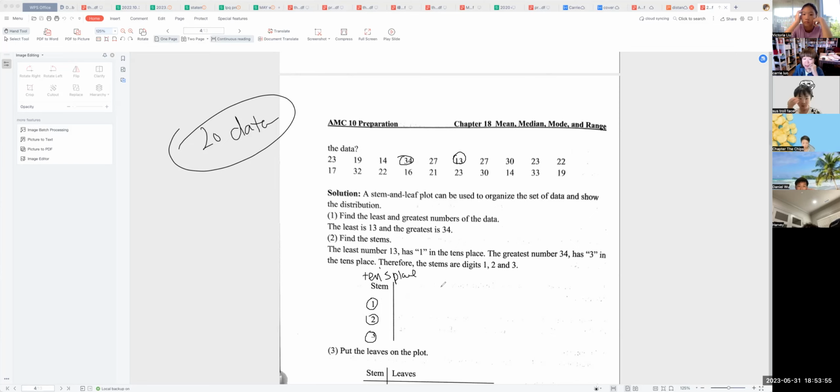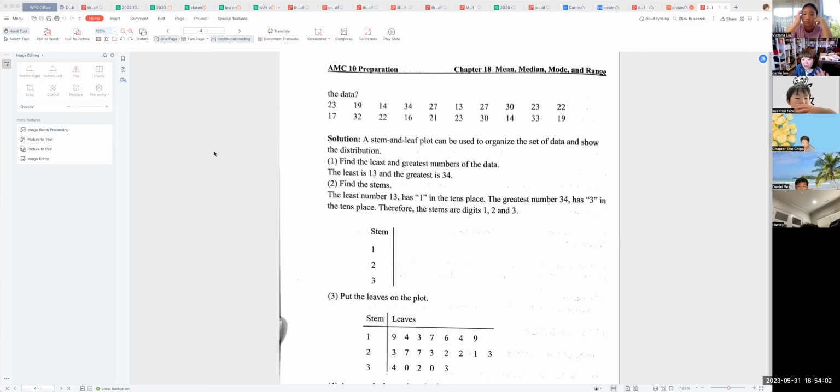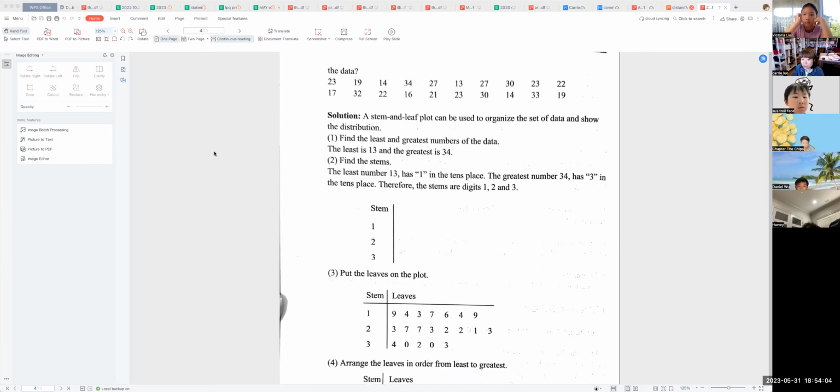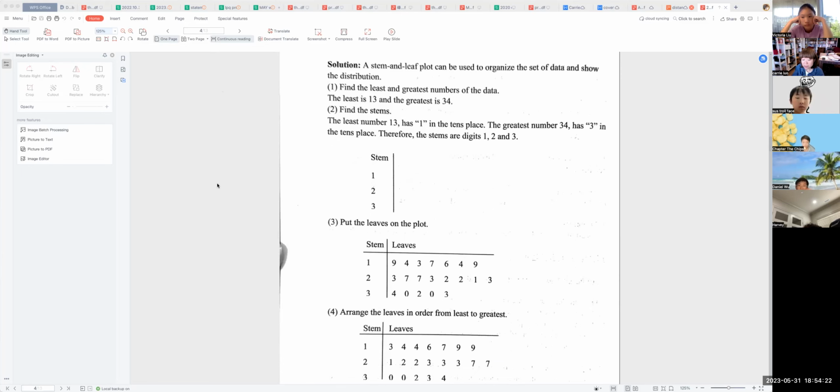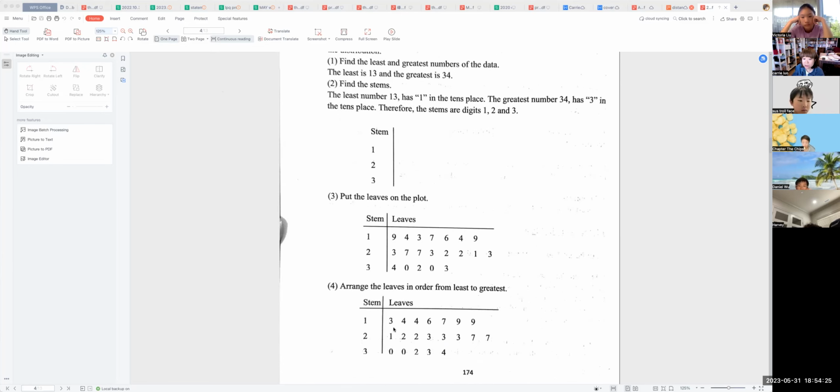Right? So let's put the leaves on the plot. Look, how many numbers start with 1, how many numbers start with 2, then how many numbers start with 3. So we put them here. Understand, everybody? So this one represents 19, 14, 13, 17, 16, 14, and 19. Understand, Oliver and Victoria? Okay, so altogether they represent 20 data. And now I want to arrange the leaves from the smallest to the biggest order. Put them in order, right?